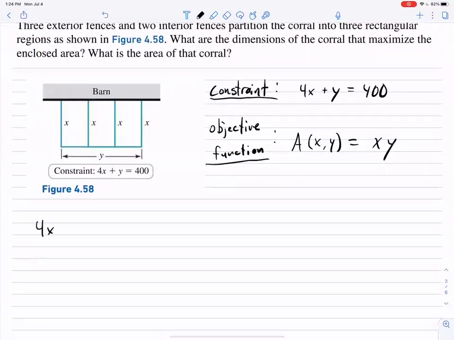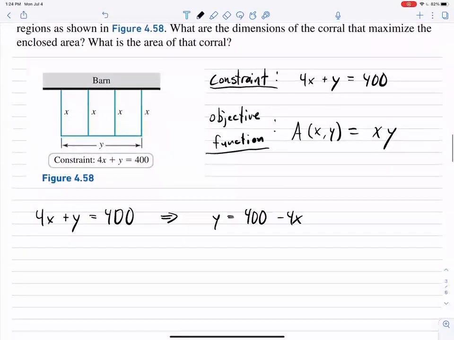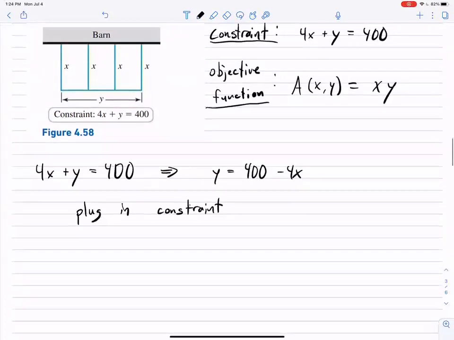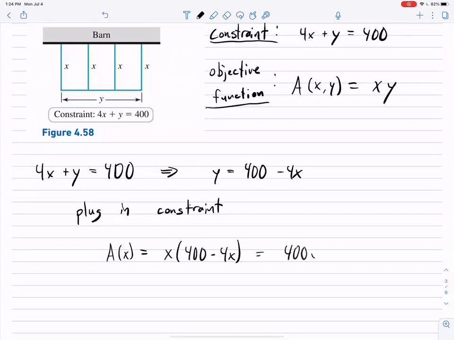So 4X plus Y equals 400. Well, what does that imply? That implies that Y is equal to 400 minus 4X. So now plug in constraint. And what do we get? We get that A in terms of just X is going to be X times 400 minus 4X, which is 400X minus 4X squared.